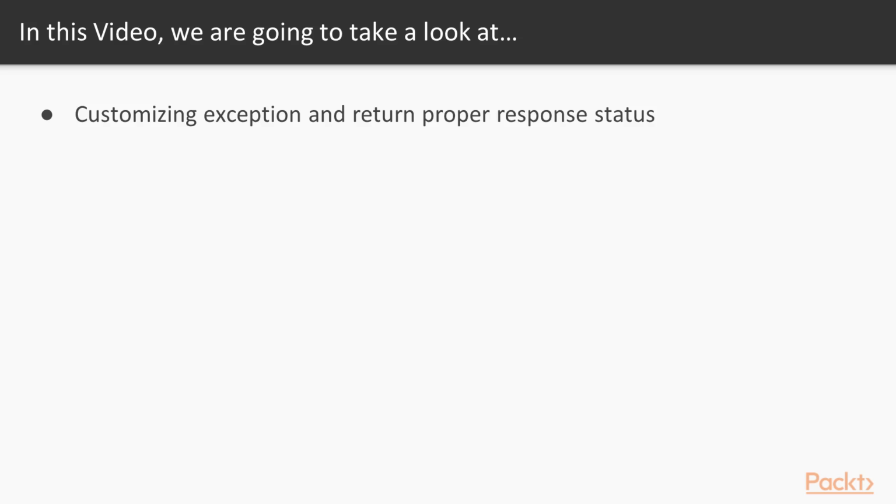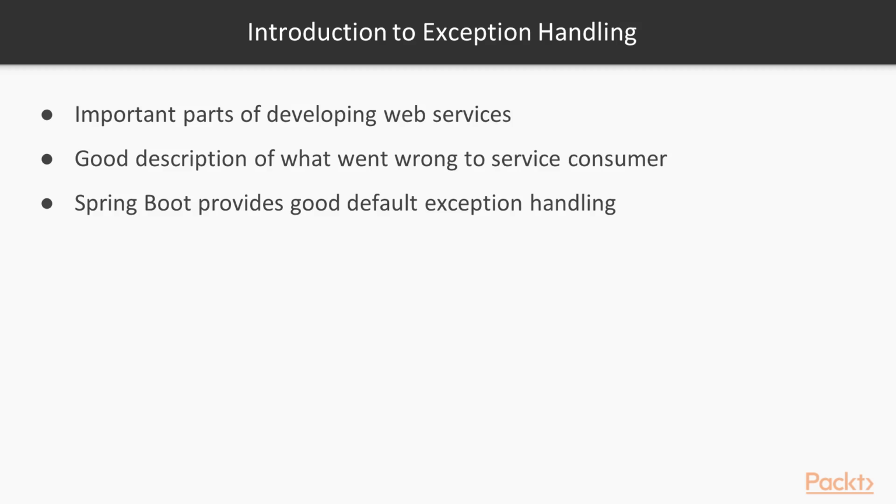In this video we will customize the exception and return the proper response status with a customized message. Exception handling is one of the important parts of developing web services. When something goes wrong, we would want to return a good description of what went wrong to the service consumer. Spring Boot provides good default exception handling. We will start with looking at the default exception handling features provided by Spring Boot before moving on to customizing them.